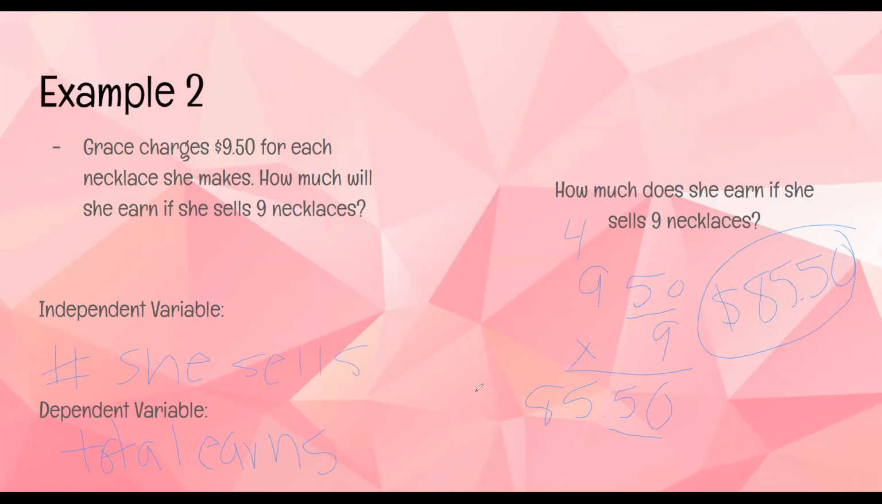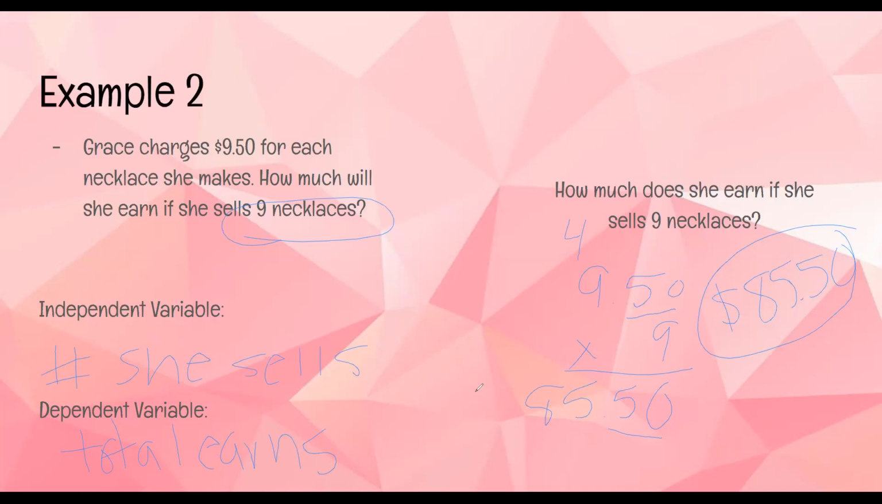So again, had I changed the 9 necklaces, let's say she sold 10 necklaces, then she would have made $95. If she sold 2 necklaces, she would have made $20. So the total amount that she earns depends upon how many that she sells. You guys can put yourself in this situation if you're selling something or you're working on something. If you make money off of something, how much you make depends upon how much you sell.